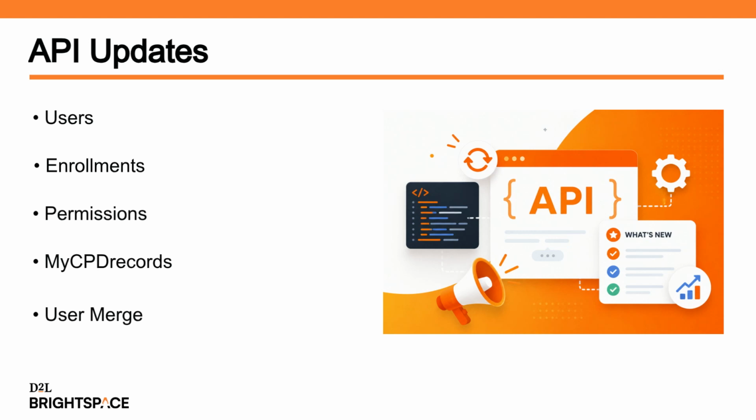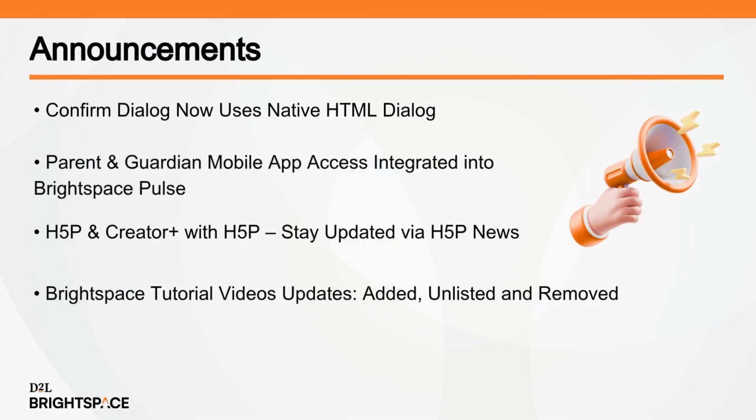A new User Merge API route enables administrators to automate the merging of duplicate user records, including the ability to specify merge components and choose whether to deactivate or delete the source user. Refer to the current release changes page of Brightspace Developer Platform for details about these updates. The link is available in the video description below.